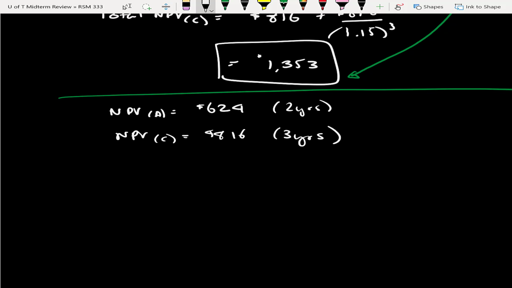Now let's do the exact same example using the other method, the equivalent annual NPV method. So remember, we've got two different projects, a 2-year and a 3-year with two different NPVs, 624 and 816. What we want to do is convert them into an annual annuity amount, and then when they're annual, we can compare the two. And what we need to do is use the PV of annuity formula to do this.